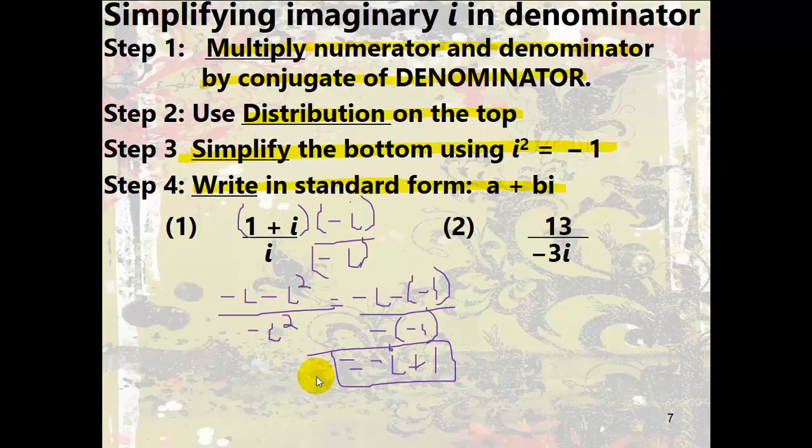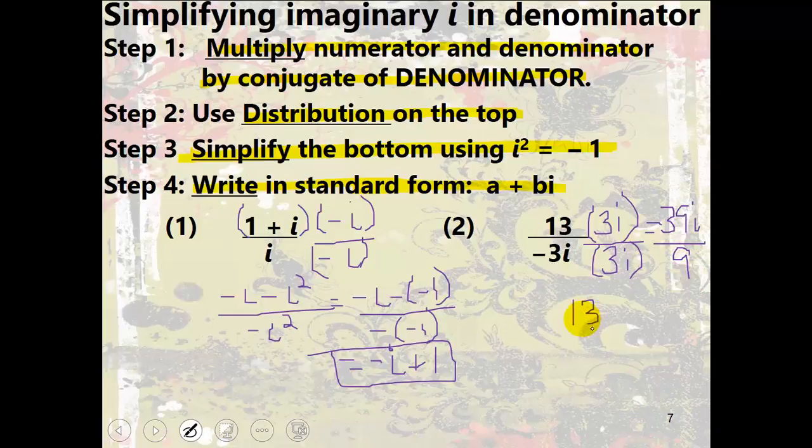I'm going to do number 2 with you. We're going to multiply the numerator by positive 3i, that's the conjugate, and then the denominator by positive 3i, that's the conjugate. That gives me 39i over, this becomes 9. We just multiply those coefficients together. I'm going to reduce my fraction, and that gives me 13i over 3. That's my simplified version.